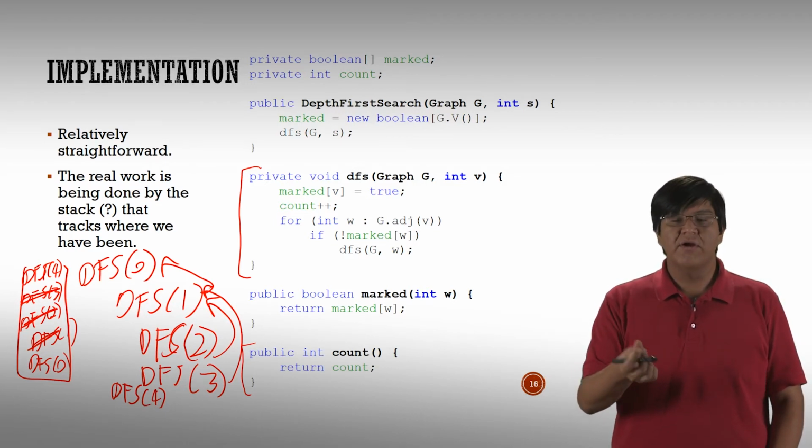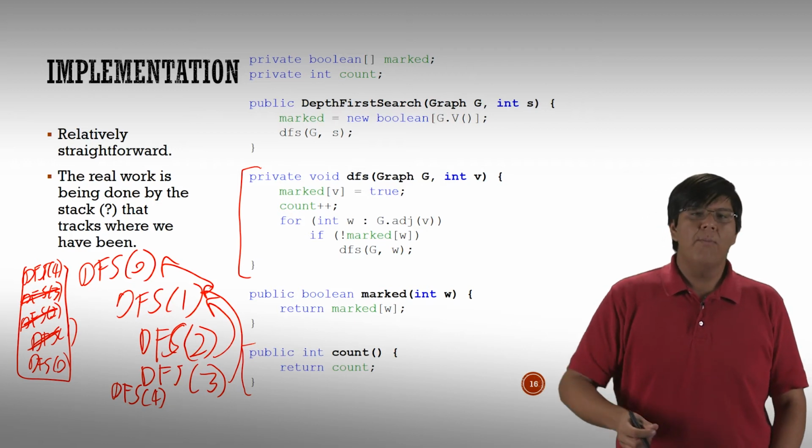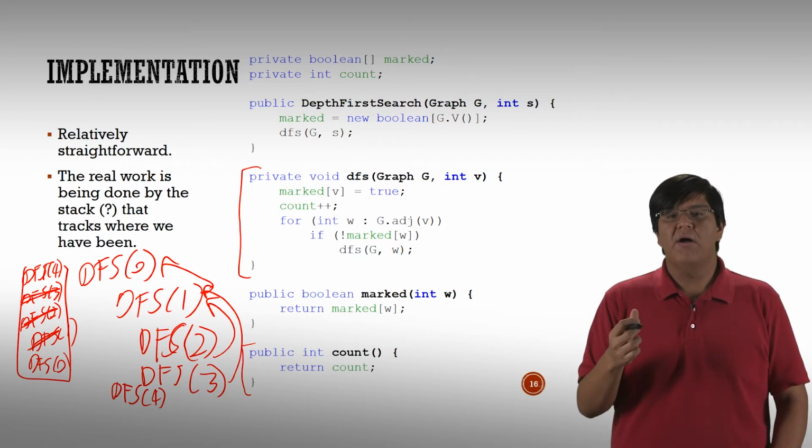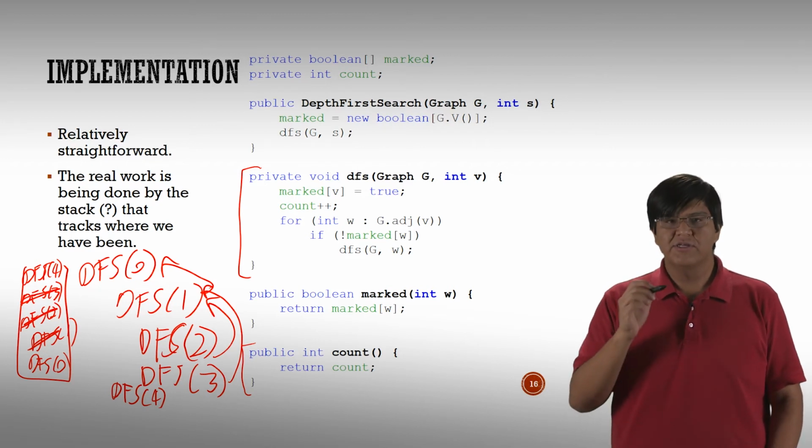Remember that when we return from a function, we basically go back to the state of the function before we made that call. So if we're in the middle of the loop, we're going to resume that loop. We're going to continue exploring the rest of the neighbors. We're not going to restart. We're just going to go back to where we made that call from. So just keep that in mind.